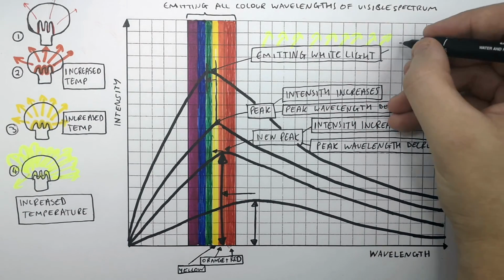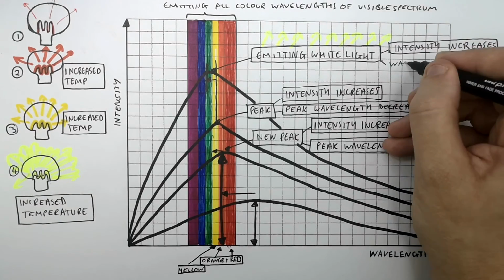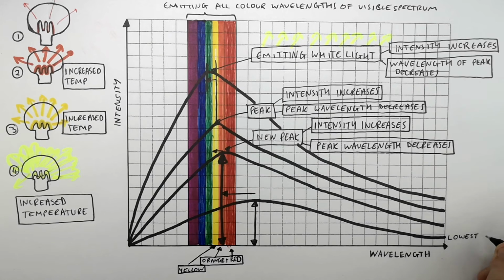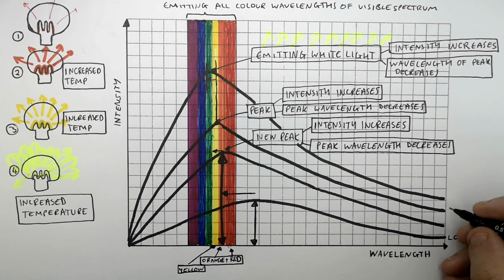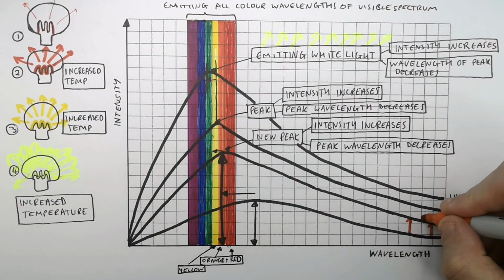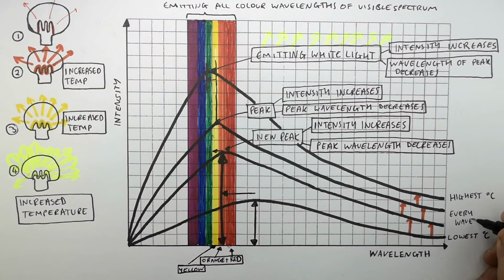As you increase the temperature, you're increasing the intensity, but you're decreasing the peak wavelength. So at lower temperatures, you're going to have a lower intensity of the radiation being emitted by the object. And with every temperature increase, you increase the intensity of every emitted wavelength by the object. So every wavelength's intensity increases as you increase temperature.